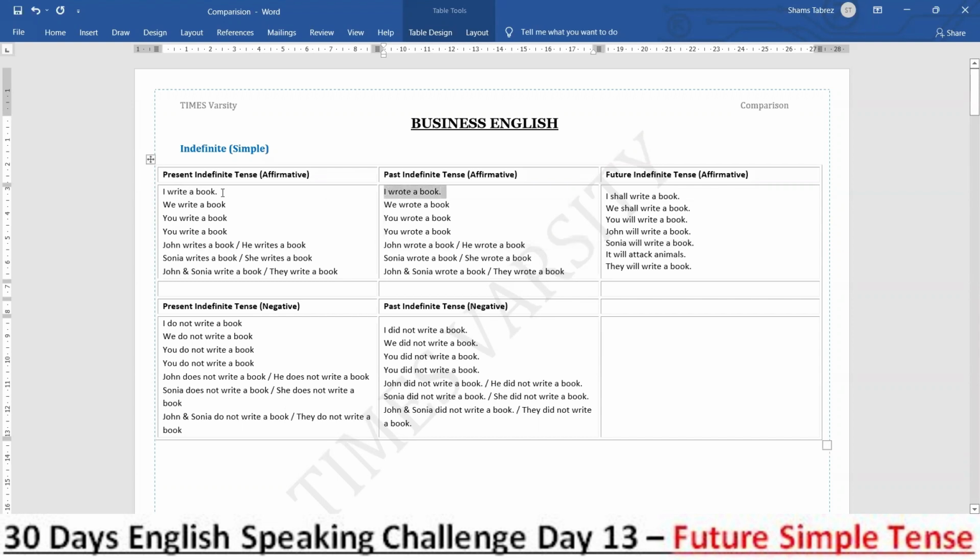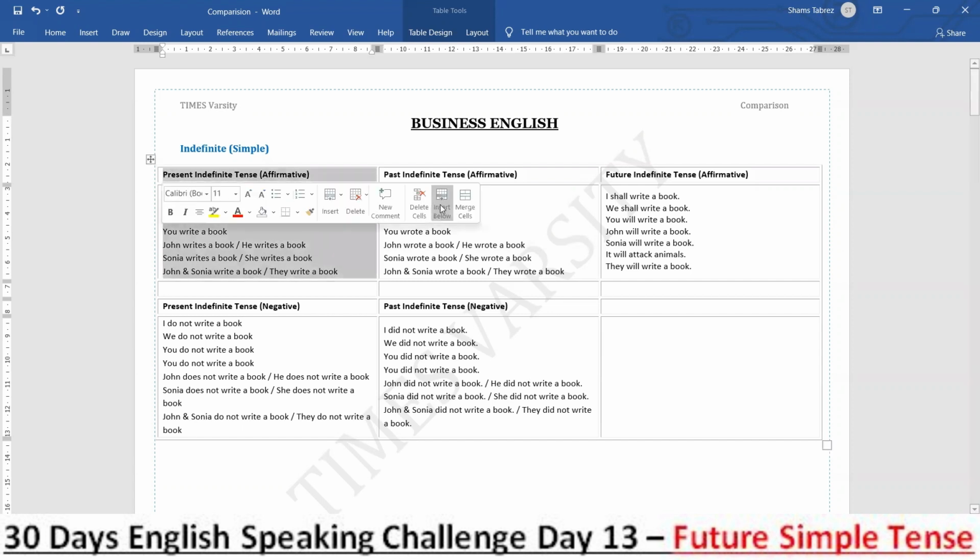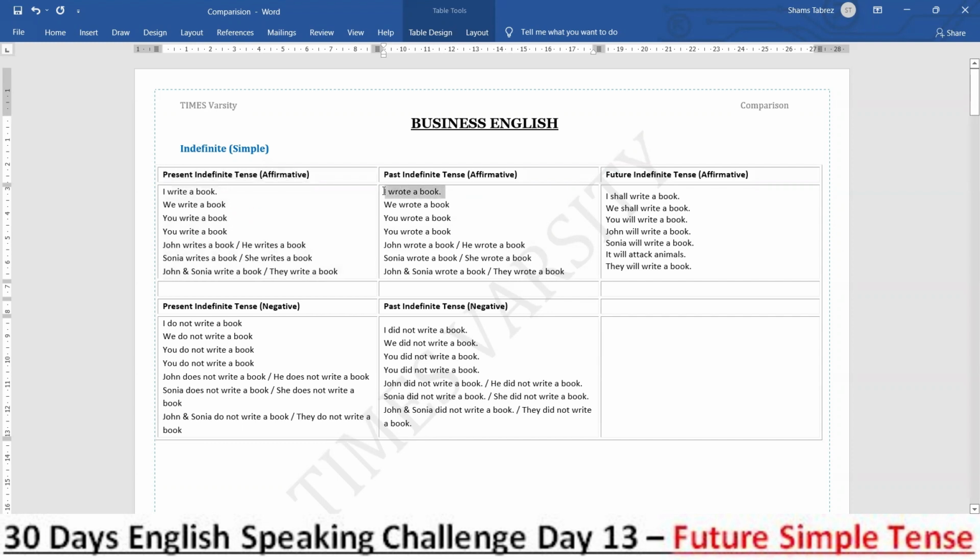You see here, this is in present indefinite tense. This is past. Something already happened. So I wrote a book.